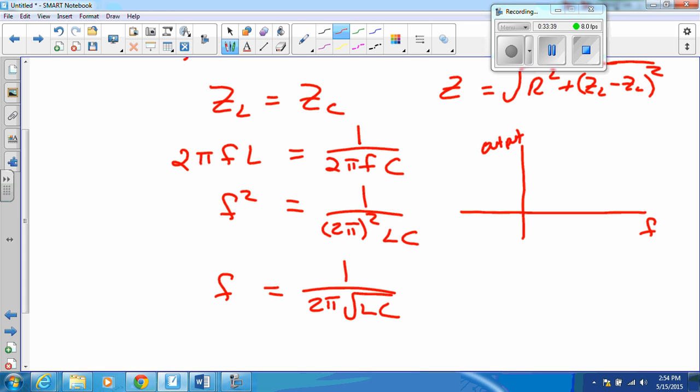So if I do again a frequency plot to get the amount of gain in my circuit, what I'm going to find is that the maximum gain, which is the voltage across the resistor, is going to be found when I hit the resonant frequency, which is 1 over 2 pi root LC.